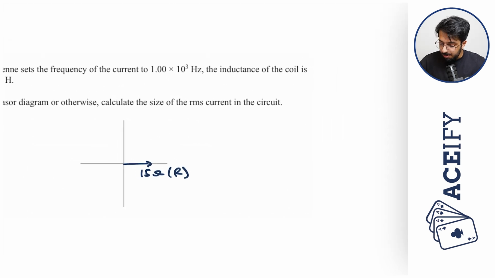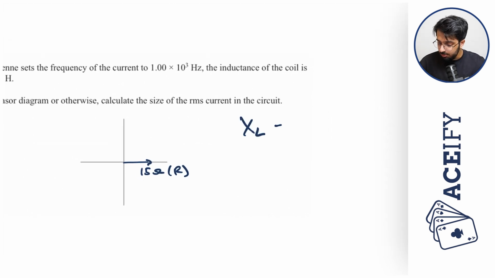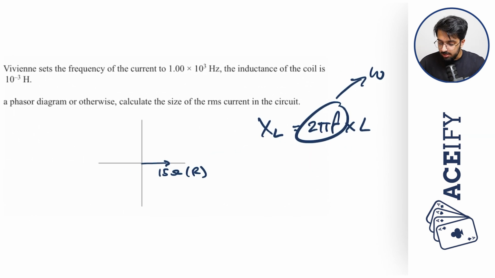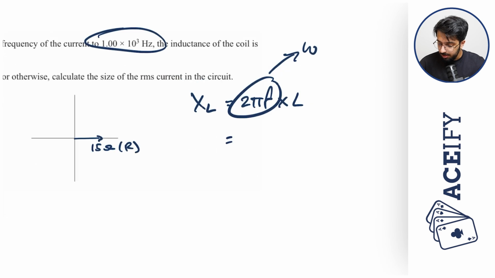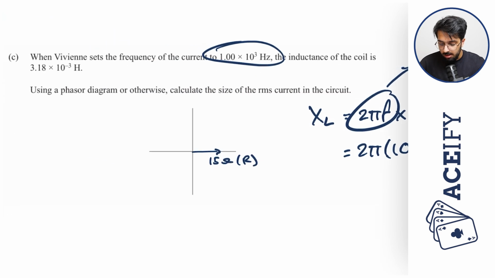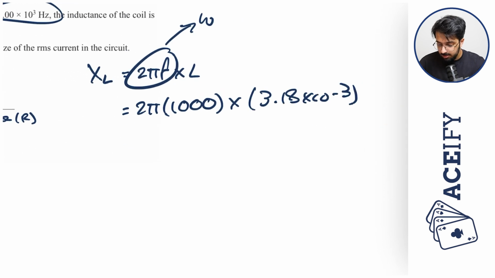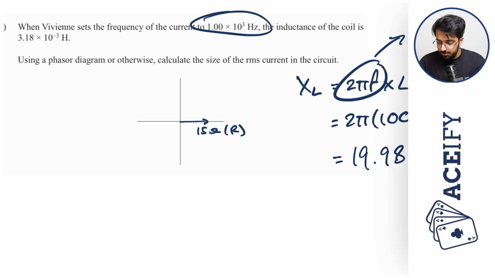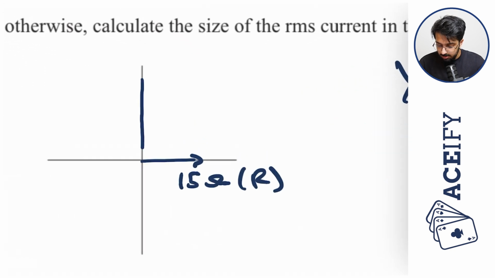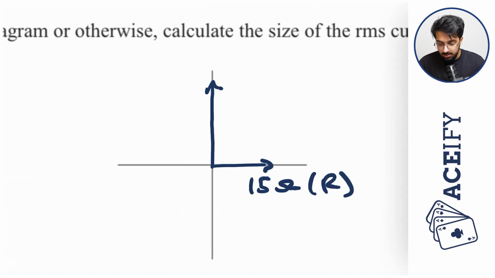We can calculate our reactance value, and that's equal to 2 pi f times L. Remember that this is equal to omega. It says that our frequency is 1000 hertz, and so we can plug in our numbers, and it also says we have an inductance of 3.18 times 10 to the negative 3. And so this gives a reactance of 19.98 ohms. And so our reactance vector is going to look like this. This is 19.98 ohms, and this is the reactance of our inductor.